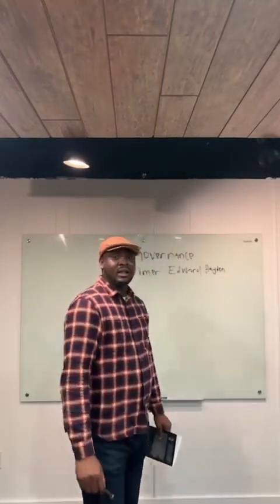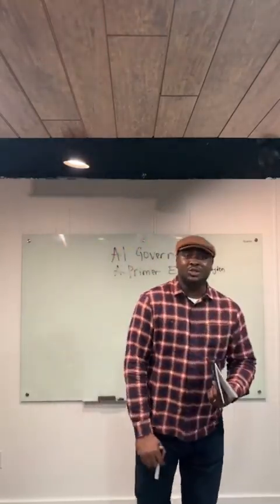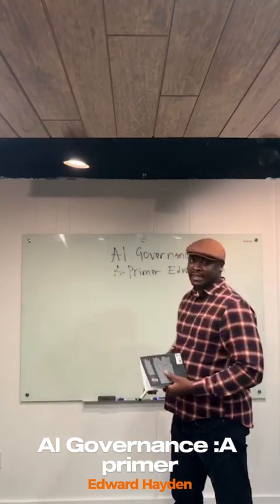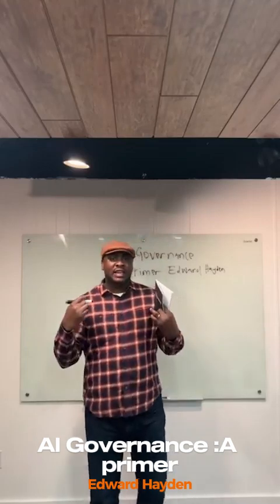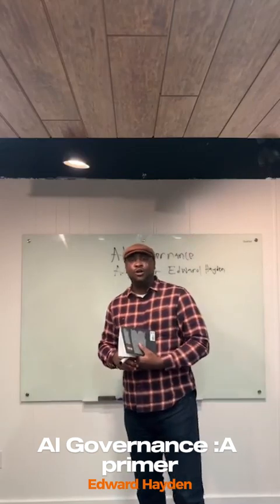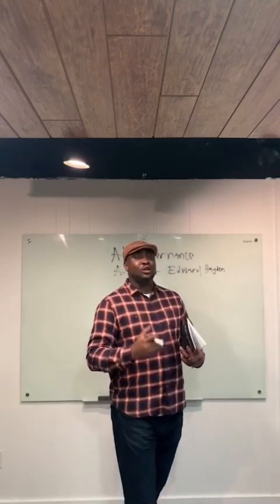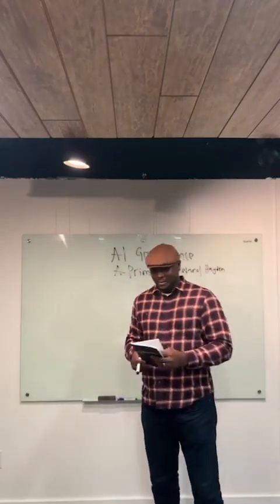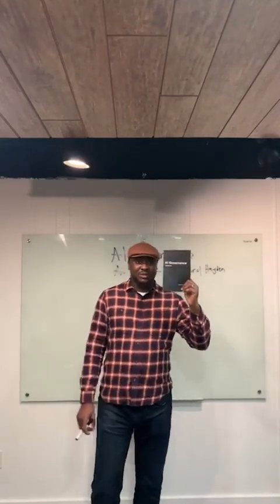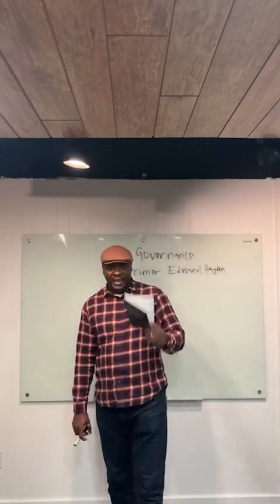Just for context purpose, the book that we are reading is titled AI Governance, a Primer, authored by Edward Aden. The challenge of the AI book reading challenge is to complete 4 AI books with major emphasis on AI ethics, governance, and responsible AI. The first on our list is this one that you see with me, AI Governance, a Primer, authored by Edward Aden.